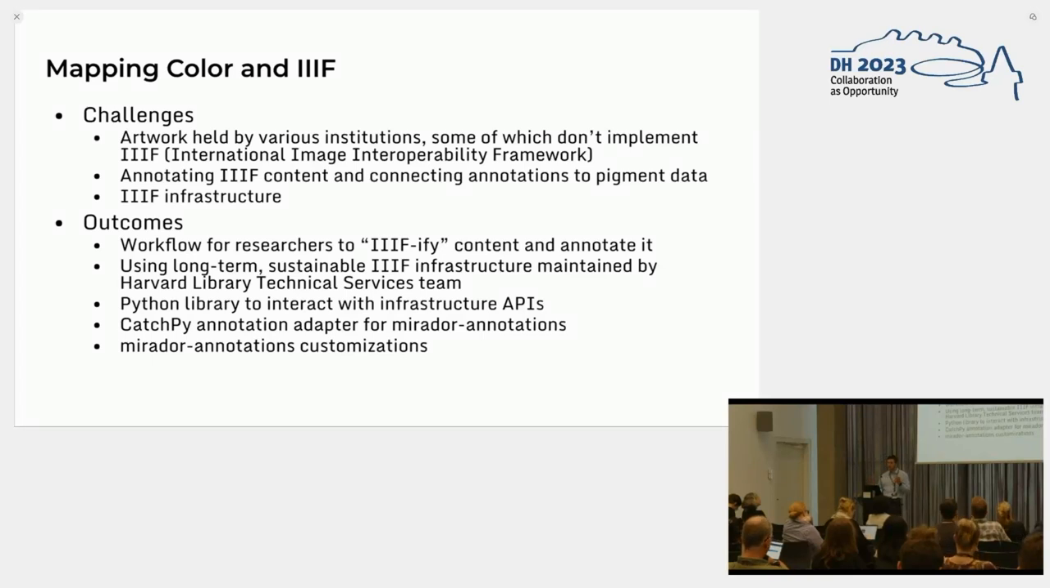So we had to build a pipeline that can take works from these institutions as well and display them. And we also had to do some work on the annotation front. Ideally, as a DH research software engineer, I wanted to build this in a way that could be re-architected for future projects so that I don't have to stand up little IIIF servers for every single project that I maintain, which is what I've done in the past. So we built a workflow for Mapping Color researchers to take these high-res museum images and IIIFify them into manifests and annotate them.